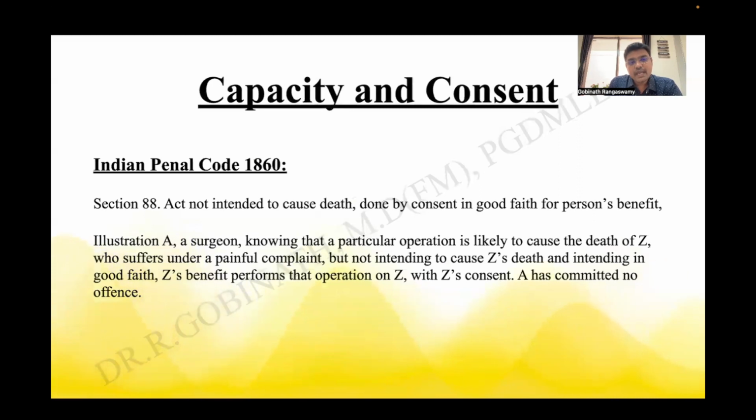So Section 88 IPC says: act not intended to cause death, done by consent in good faith for a person's benefit. So here, the doctor is performing a surgery with the consent of the patient. Then even though the performance of surgery is a dangerous act, the doctor has committed no offense.